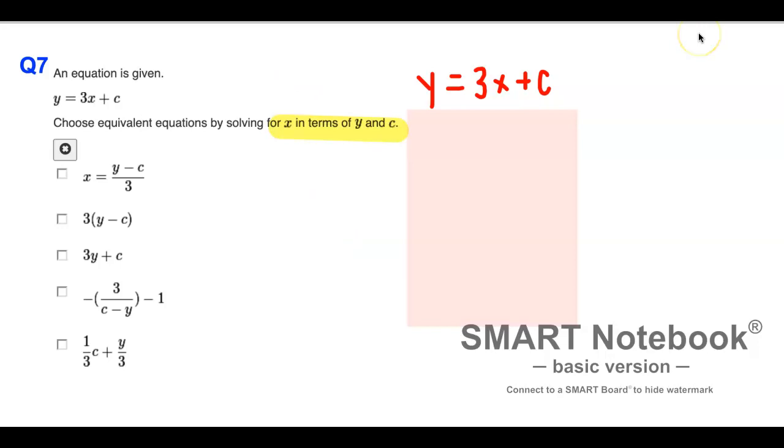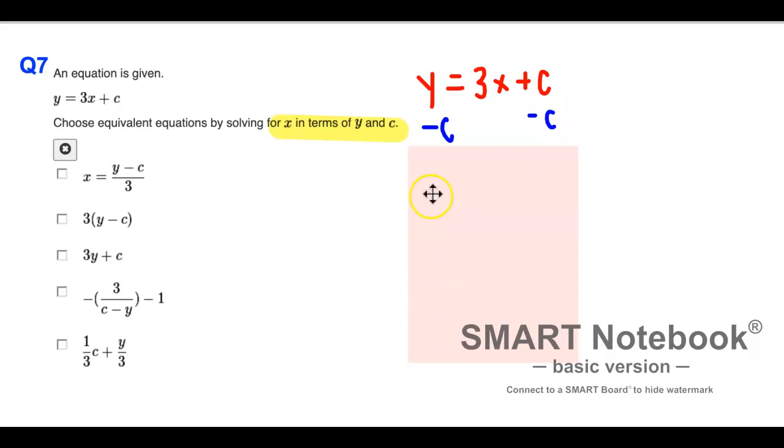So we have y equals 3x plus c. The first thing we need to do is take that plus c at the end and use our inverse operations to move it to the other side of the equals sign. So the inverse of adding is subtracting. So we're going to subtract c from both sides of the equation.